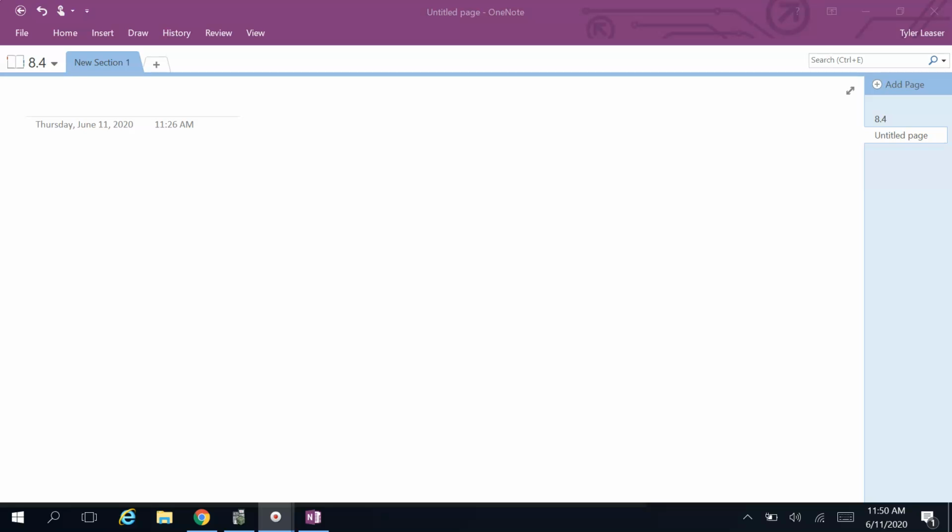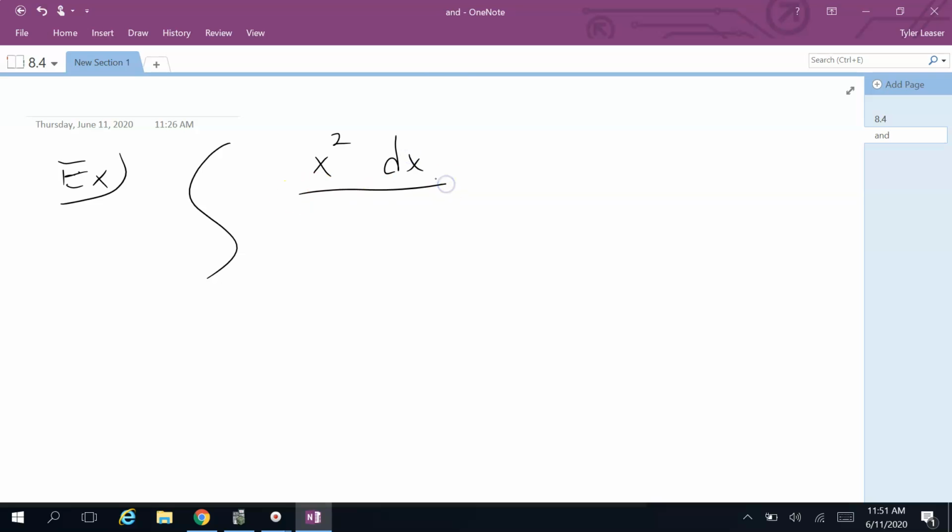All right, we're going to do a couple more examples here of this section 4 stuff. I'll just kind of pick some at random. So here we go, starting it off. Let's do this one next. The integral of x squared dx all divided by square root 9 minus x squared.